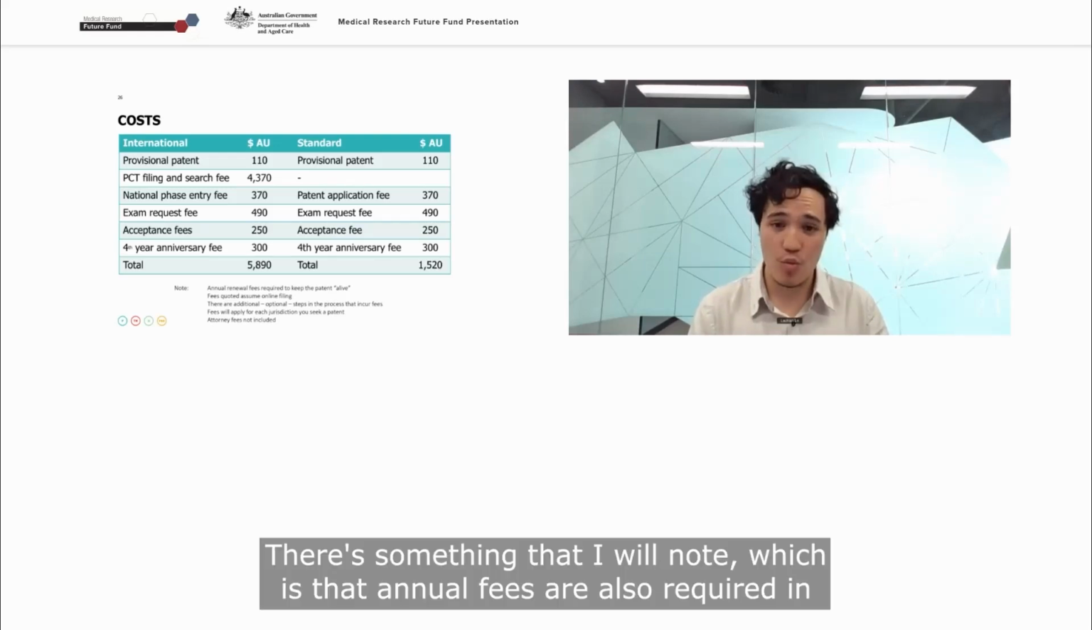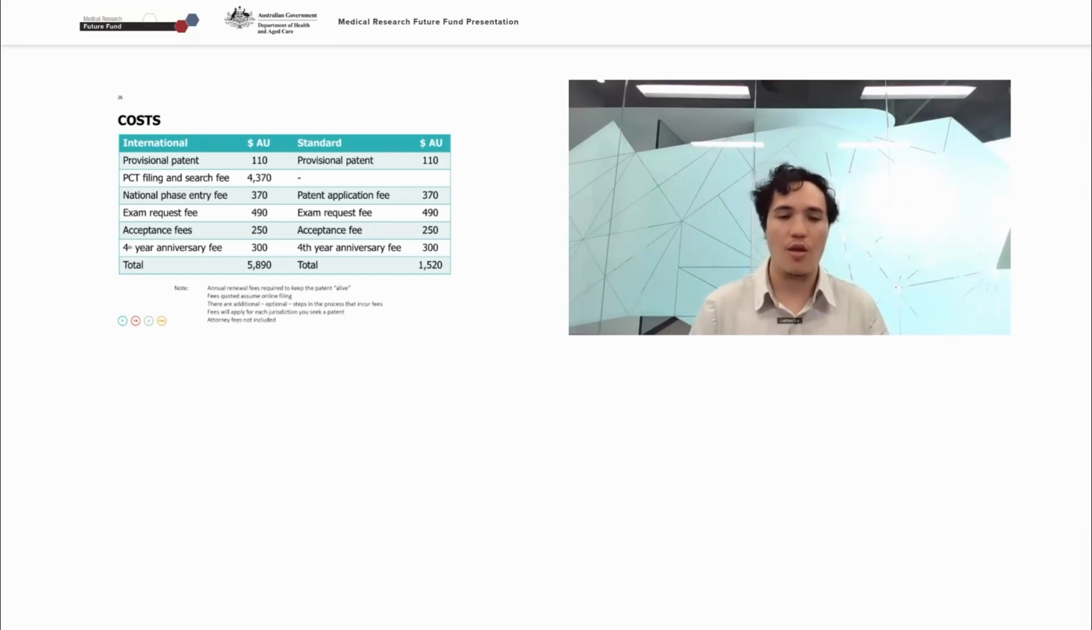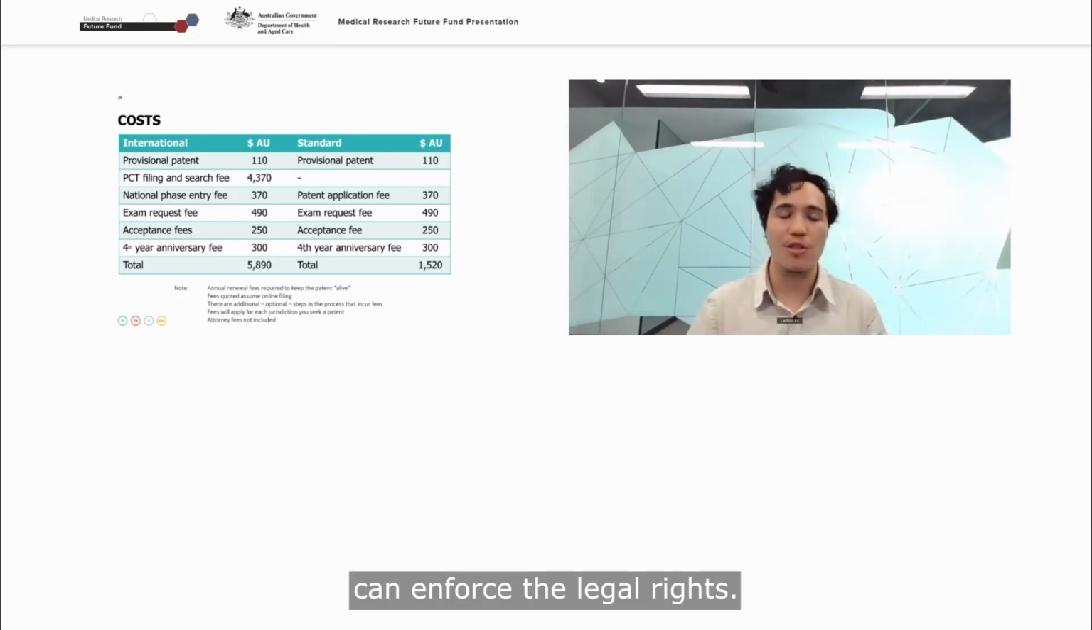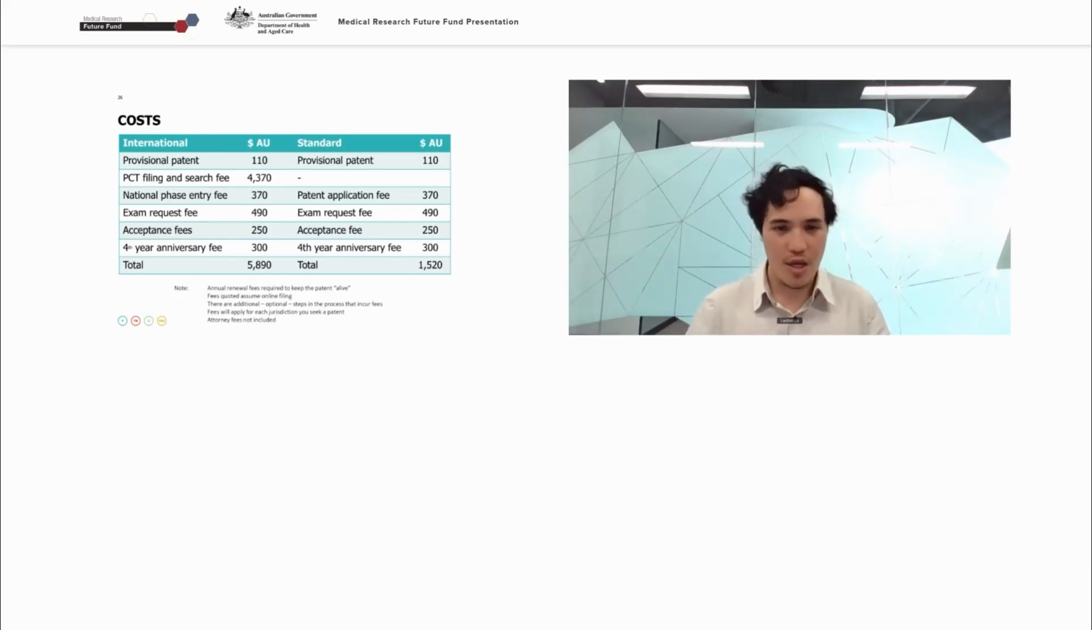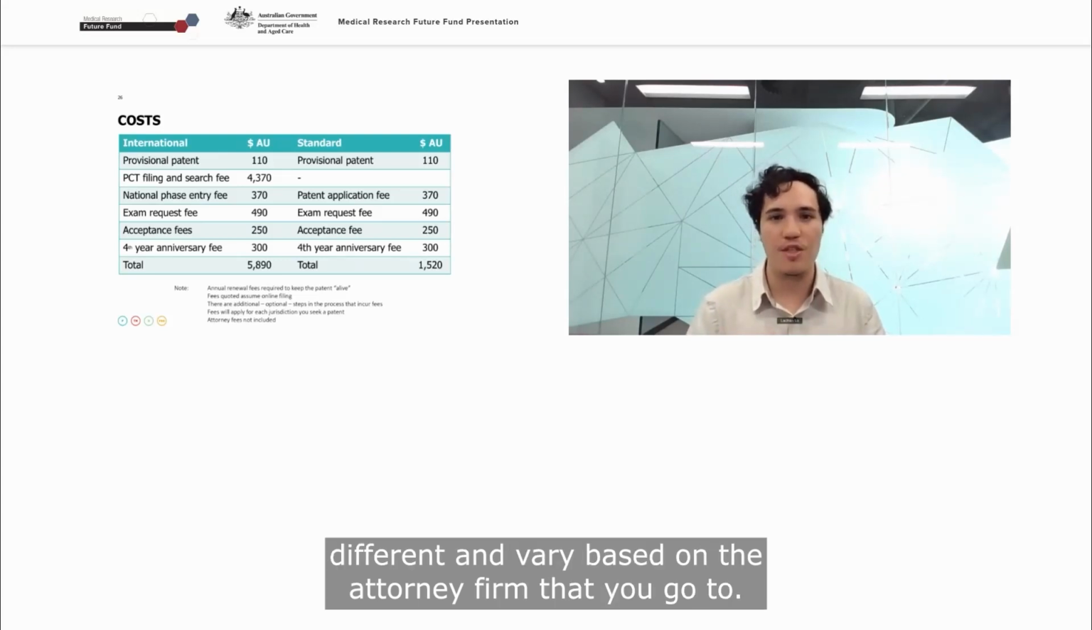There's something that I will note, which is that annual fees are also required in Australia to keep your patent alive, so to speak, even once it's been accepted. You pay these upkeep costs and it stays active so that you can enforce the legal rights. Not included in this table are attorney fees, which can vary based on the attorney firm that you go to.